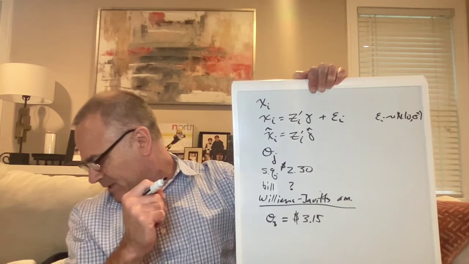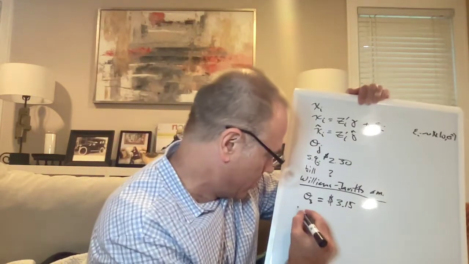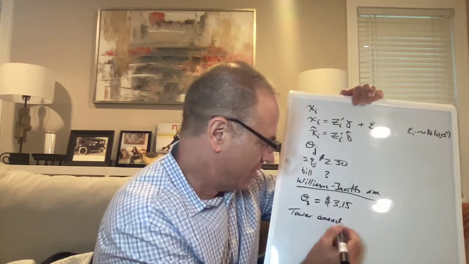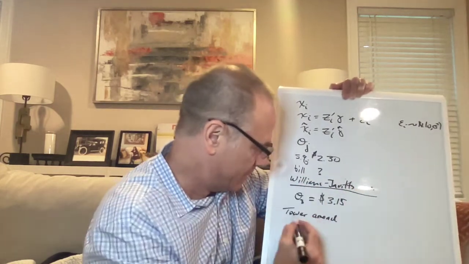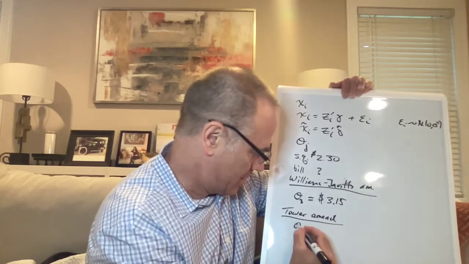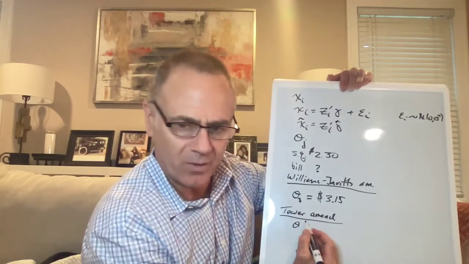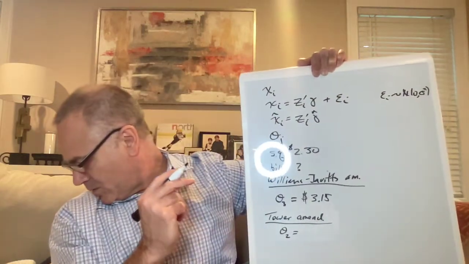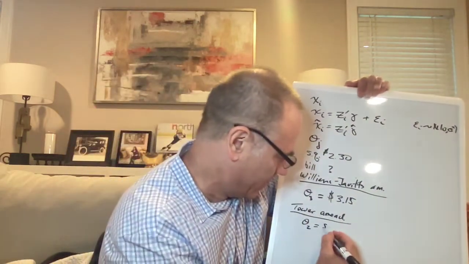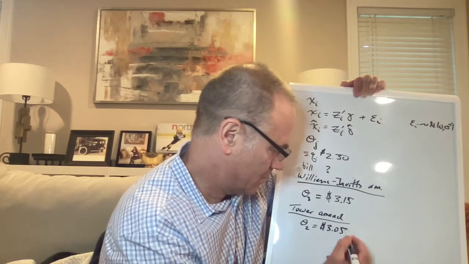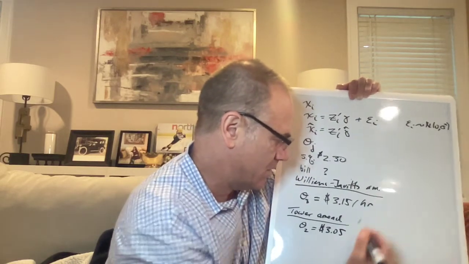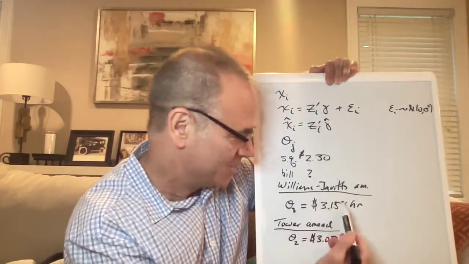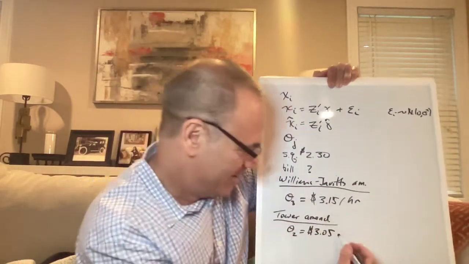Okay, next was the Tower Amendment. By the way, these are all senators: Williams, Javits, and Tower. And Tower, I think they were all on the Labor Committee. Tower's amendment was $3.05 an hour. I told you we should get the units right. So it's not dollars, but it's dollars per hour.